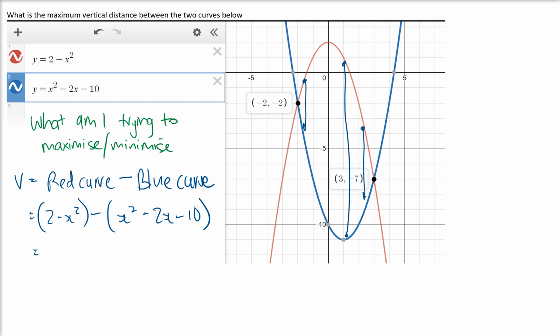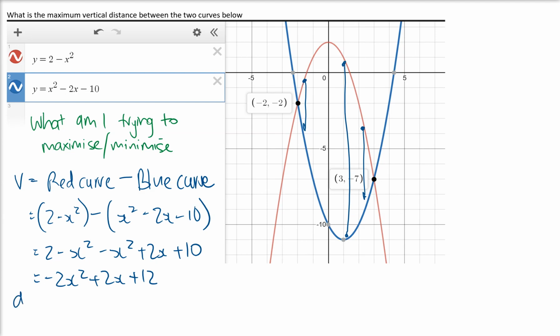I'll be able to differentiate that. Before I differentiate, let's make it a bit tidier. So it's going to be 2 minus x squared minus x squared plus 2x plus 10. That's going to basically be negative 2x squared plus 2x plus 12. Have that function? Okay, so now I'm trying to maximize that.